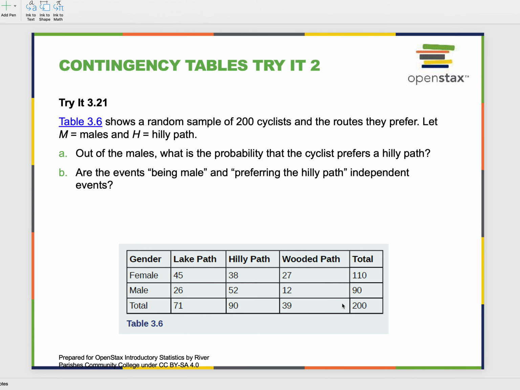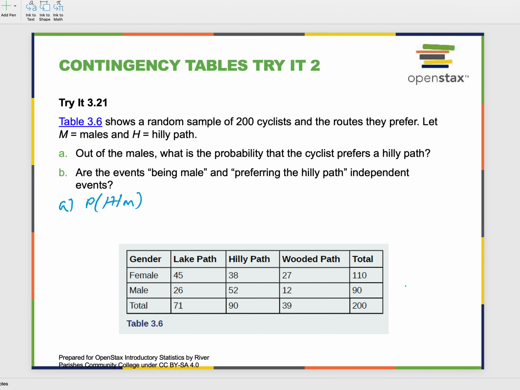So here, this shows random 200 cyclists and the routes they prefer. Let M be males and H be hilly. So we had lake path, hilly path, wooded path. Then I had females, males, totals. So out of the males, what probability that a cyclist prefers a hilly path? So what is A telling me here? Out of the males, so it says the probability, I'm given that it's male, what probability preferred a hilly?